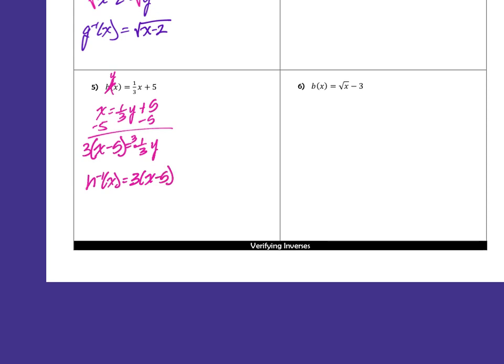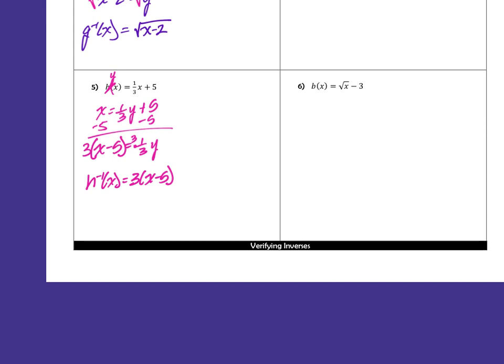Divided by 1. I don't have to put divide by 1, but you can. It's fine to put divided by 1 because you're multiplying by 3 over 1. So it's fine to put divided by 1. I'm okay with that, but you don't have to. But you can.